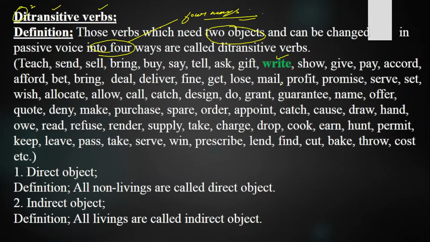Now, ditransitive verbs need two objects. One is called the direct object and one is called the indirect object. Direct object means all non-livings and indirect means all livings. Now, why they need two objects, we will discuss with our verb write.